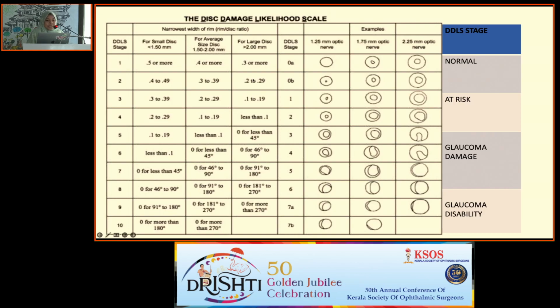This is the table showing the DDLS nomogram. Here it considers the disc size and classifies into small, medium, and large. It considers the location of the cup and width of the neuroretinal rim, and if it is absent, the extent of absence is also included. It divides the glaucomatous disc into 8 stages and helps in documenting progression of the disease.